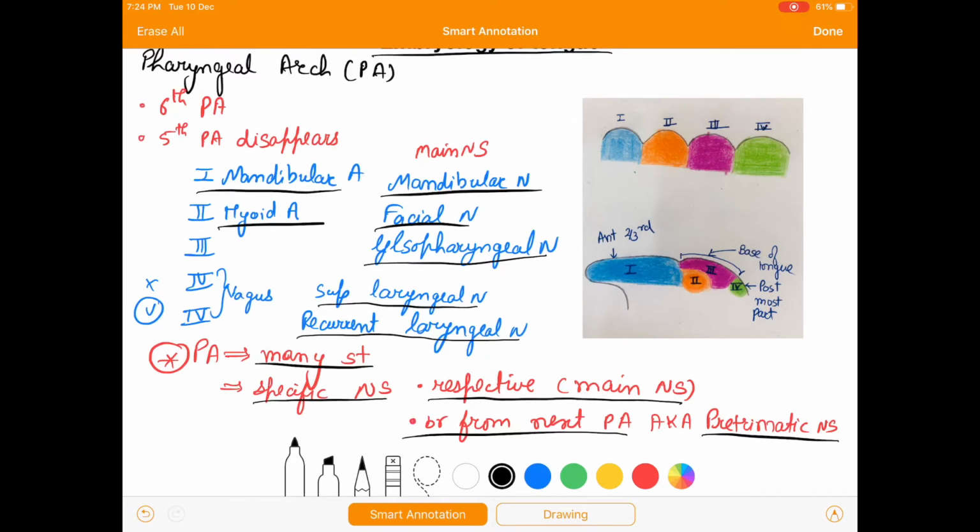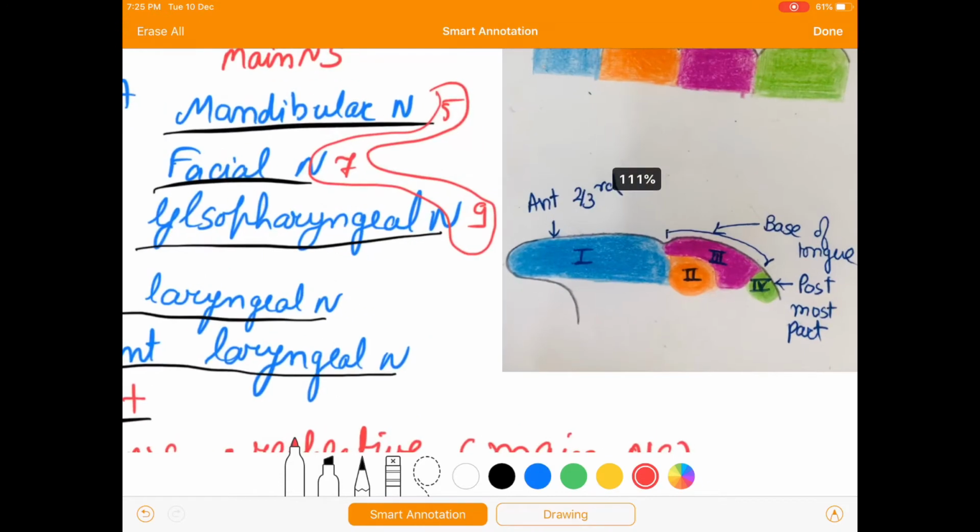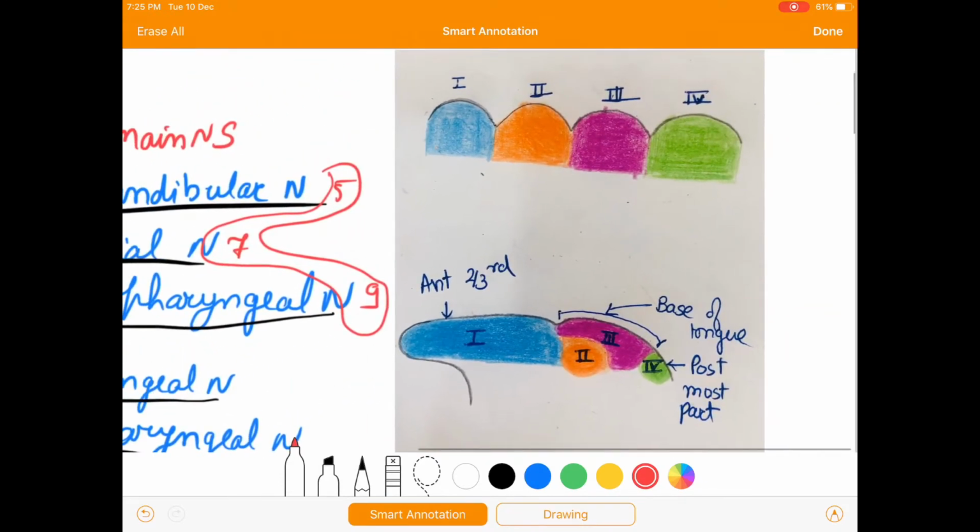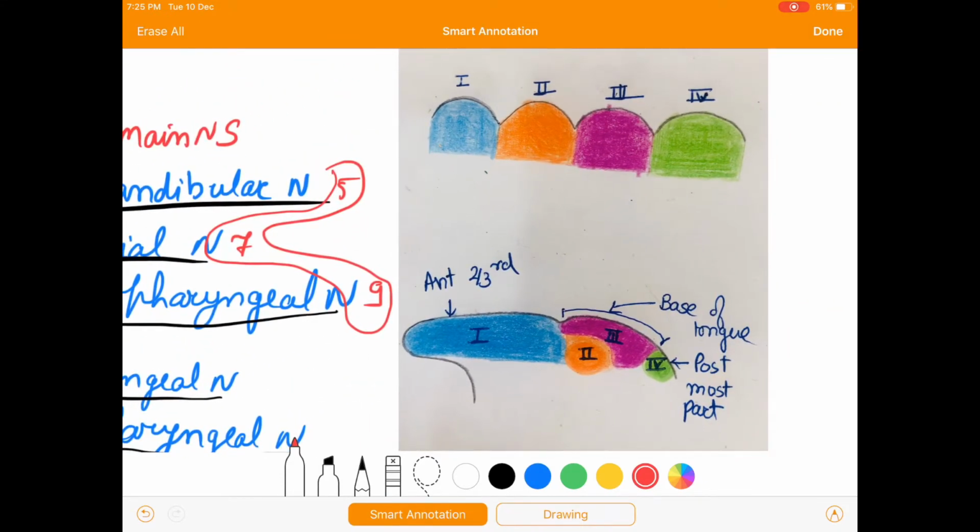One point which will make it easy to learn the first 3 arches: 5th, 7th and 9th. These are all odd numbers, which give nerve supply to the first 3 arches. Now let us move towards the arches and the parts of the tongue which they give rise to.